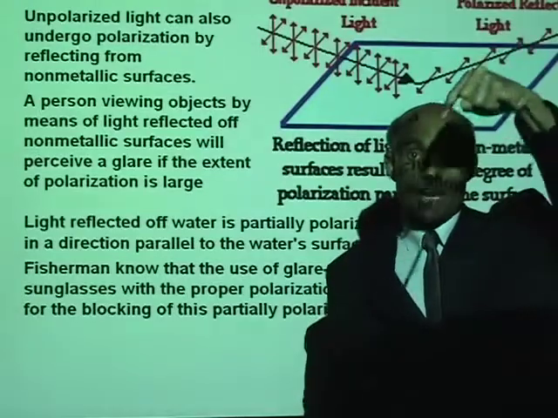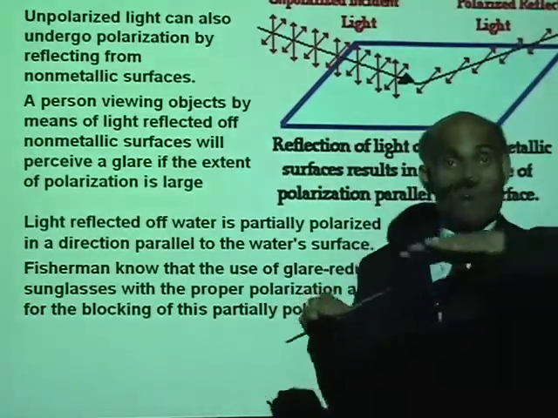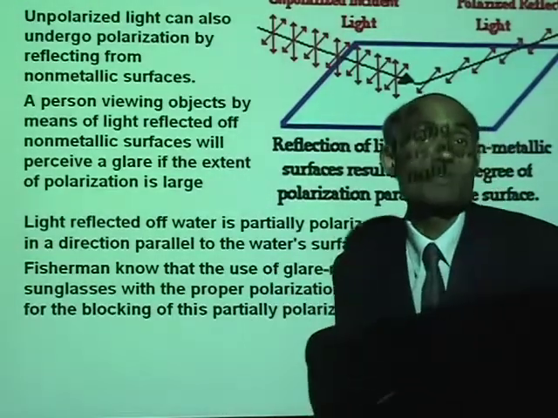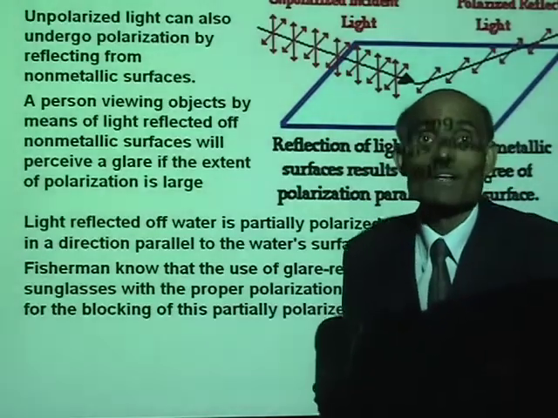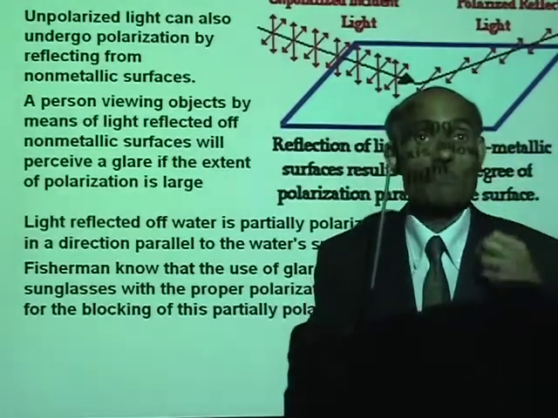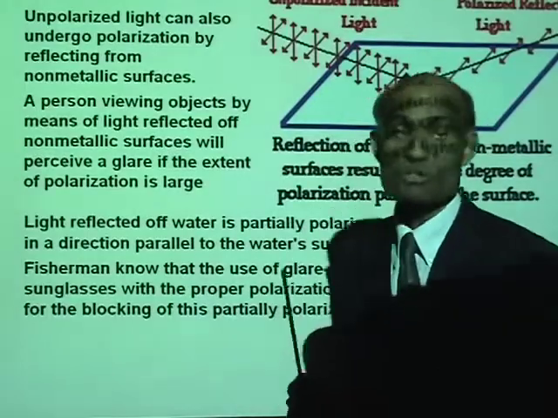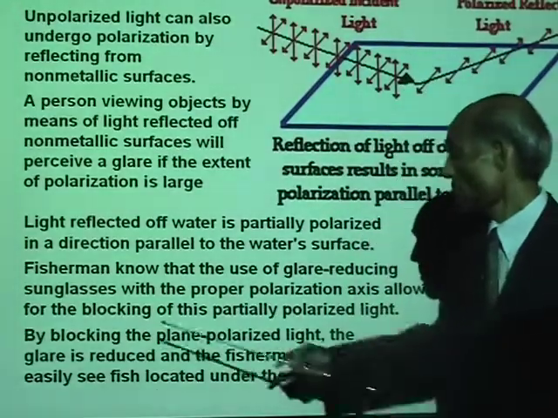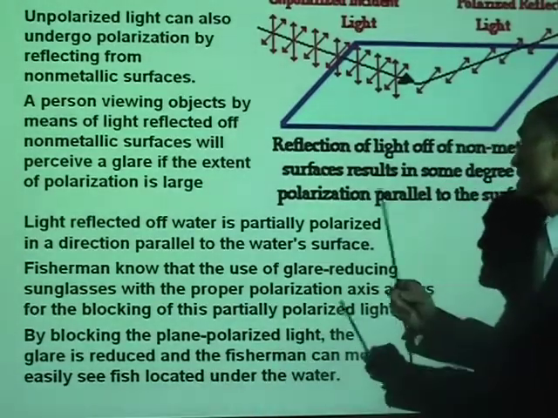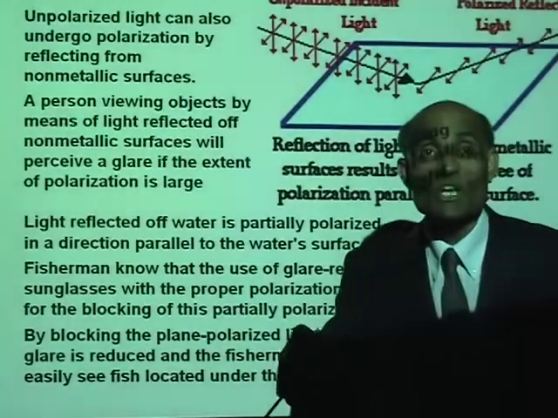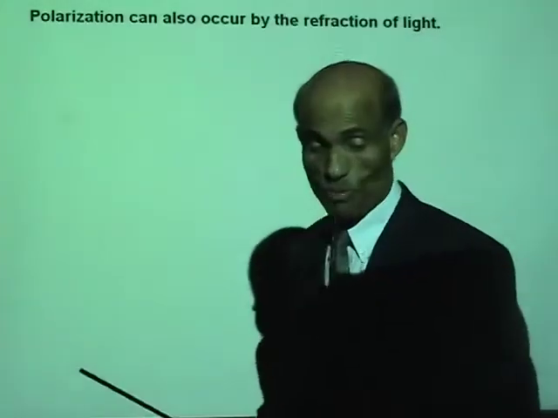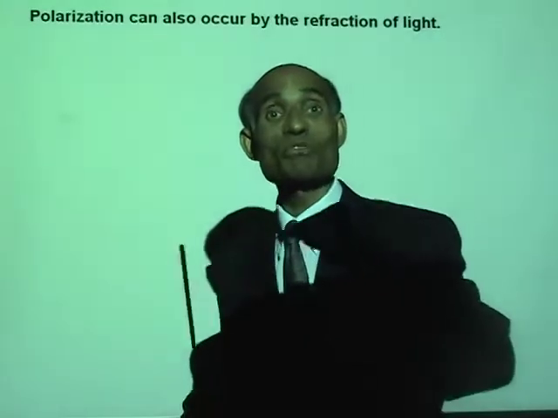Although the vertical vibrations are cut off, the horizontal vibrations will act as a glare. You cannot see through the water. If a fisherman cannot see through water, the fisherman cannot see any fish underwater. So what you need to do is wear proper sunglasses to cut off that horizontal glare. By blocking the plane polarized light, the glare is reduced and the fisherman can now more easily locate fish under the water. All right. Polarization can also occur by refraction.